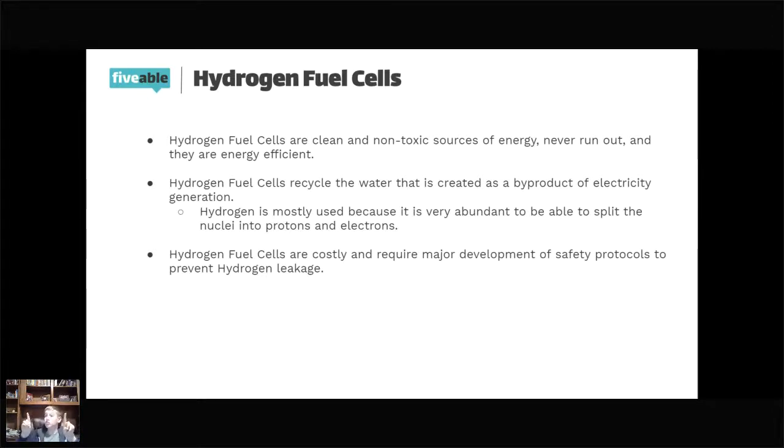So hydrogen is mostly used because it's very abundant. Hydrogen is numero uno, number one on the periodic table. It's one of the most used elements. It's never ending. It's always there. It doesn't hurt our atmosphere. It doesn't help our atmosphere. I mean, hydrogen is just there, and there's a lot of it.